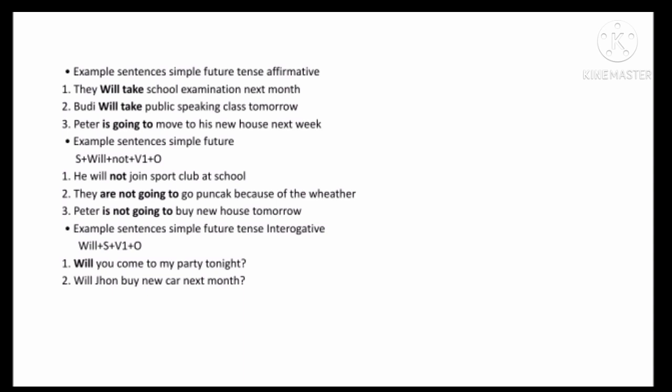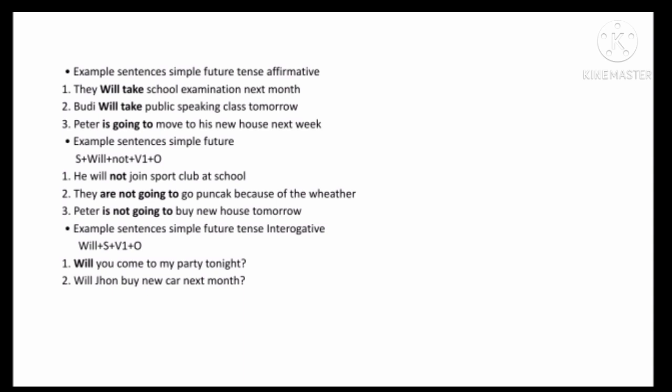Example sentence, simple future tense negative. Pattern: subject plus will plus not plus verb 1 plus object. 1. He will not join sport club at school. 2. They are not going to go to Puncak because of the weather. 3. Peter is not going to buy a new house tomorrow.